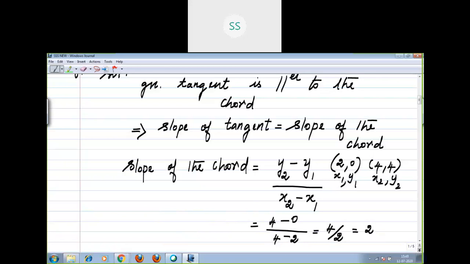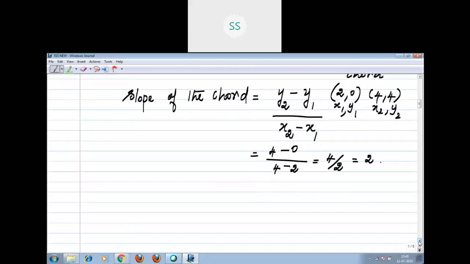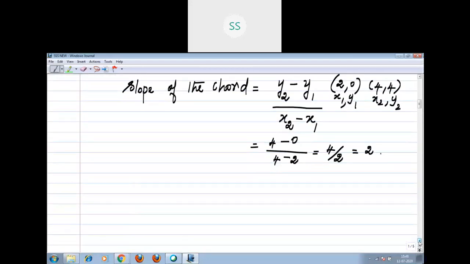Slope of the tangent to the curve we want to find. How to find it? The curve equation is given to you, and you are going to differentiate. What is the curve equation given to you?